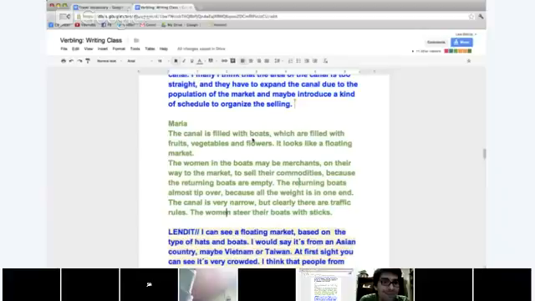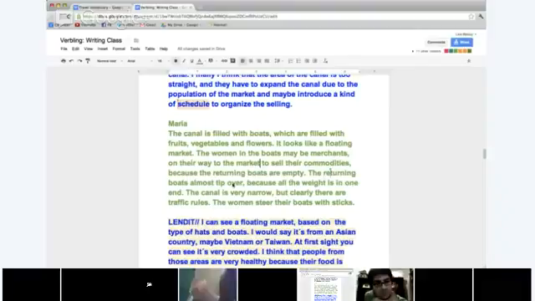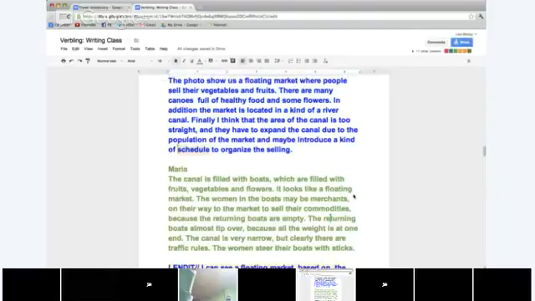The canal is filled with boats, which are filled with fruits, vegetables, and flowers. It looks like a floating market. The women in the boats may be merchants on their way to the market to sell their commodities because the returning boats are empty. I don't think we need a comma there. The returning boats almost tip over because all the weight is, and we would say, at one end. The canal is very narrow, but clearly there are traffic rules. The women steer their boats with sticks.